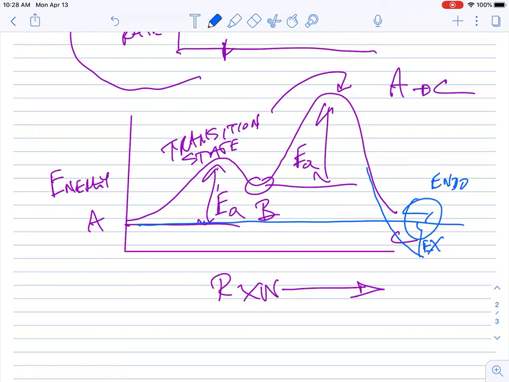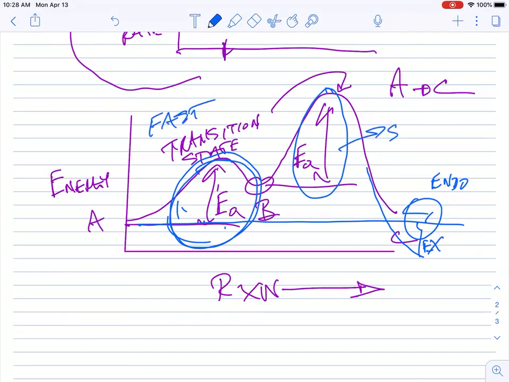One of the things you want to look at is which one would be the fast step and which one would be the slow step. This one, because it has the lowest activation energy, is going to be the fastest. At a certain temperature, more collisions are going to be able to cross that activation energy threshold than what's going to happen over here. So this would be your fast step, and that would be your slow step.